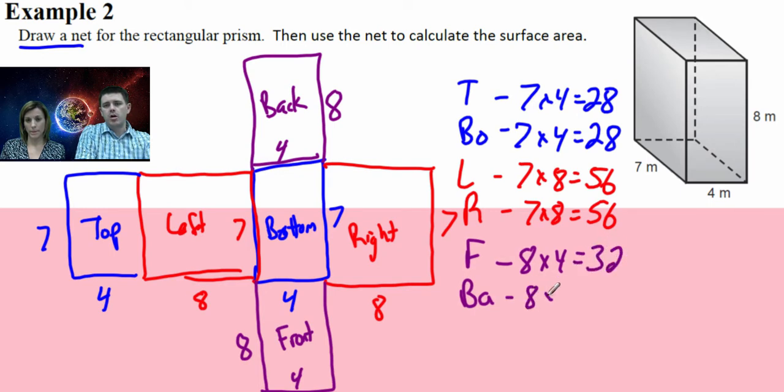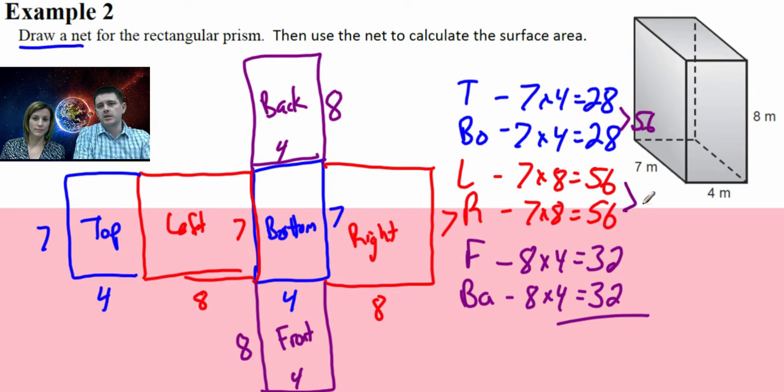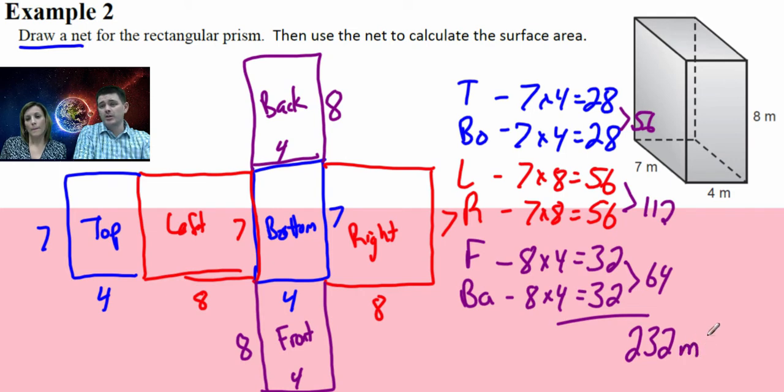So list out all 6 faces with their names and their measurements, calculate all the areas, and then we're going to go ahead and add them together. So we got 56, 112, and 64. So these two add up to be 56, 112, and 64. 56 and 64 gives me 120, right? Plus 112 gives me 232. We're dealing with meters, and it's area, so it's meters squared.